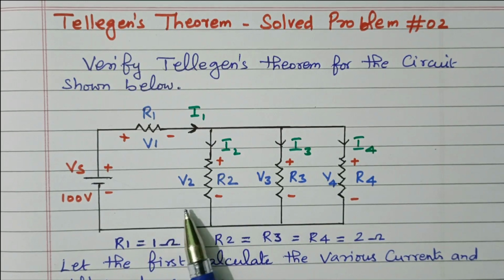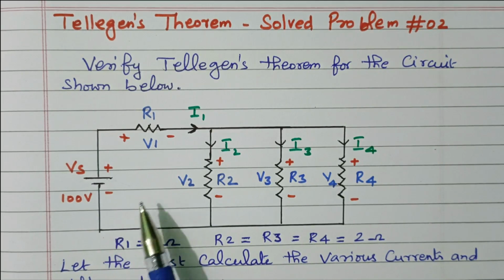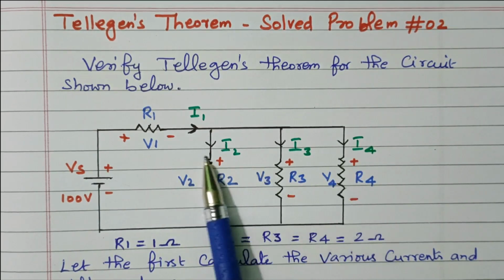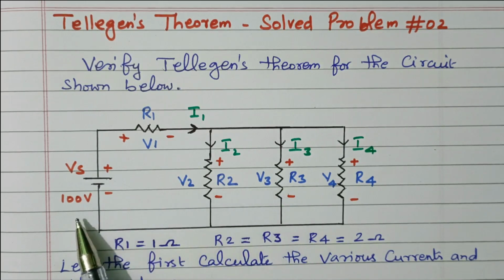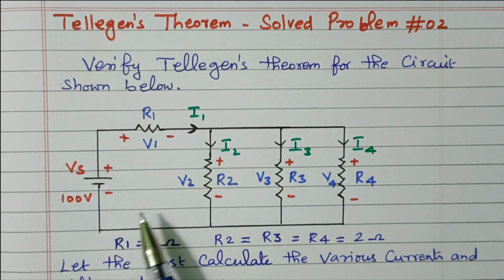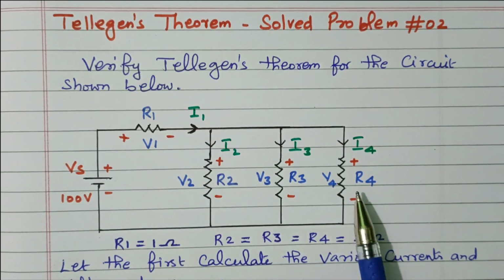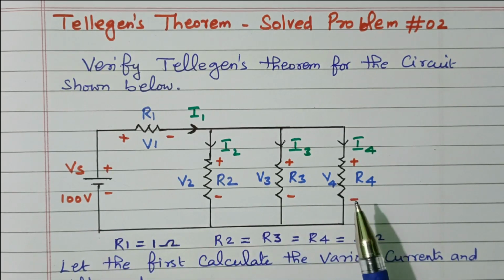So in this circuit we need to verify that the power delivered by this source is equal to the power absorbed by these resistive elements. We have to identify the total power delivered by this source and the total power absorbed by the resistors. Both are equal. That is, power delivered equals power absorbed.